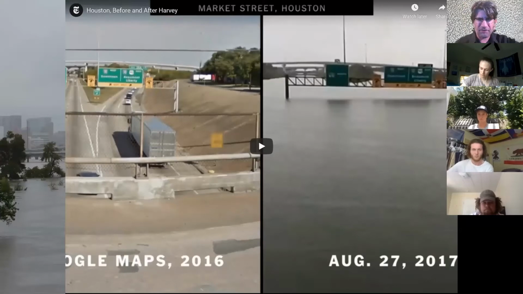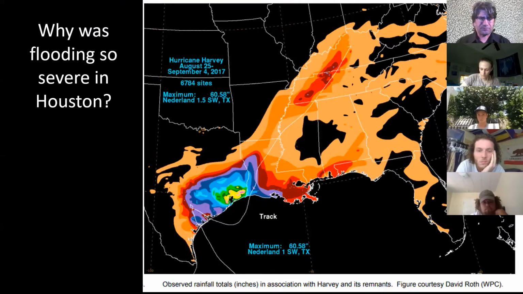Can you guys see the before and after pictures here of this highway system? So here we have basically the interstate system that is now an active channel of the river. And not only were roads flooded, but thousands and thousands of people's houses as well. So here's kind of the track again of how much rain that was. Not only was there a huge amount of rain, but there was a huge amount of flooding associated with that storm. And so one question we can ask as interested scientists that are trying to mitigate the impacts of flooding events like this is, why was the flooding so severe?